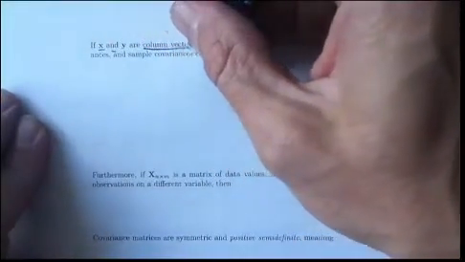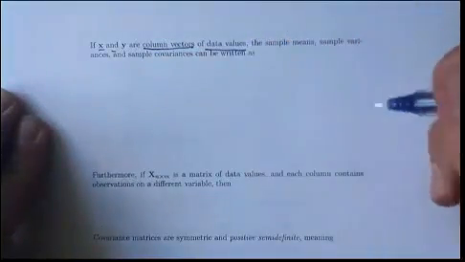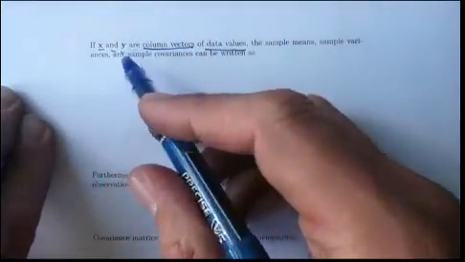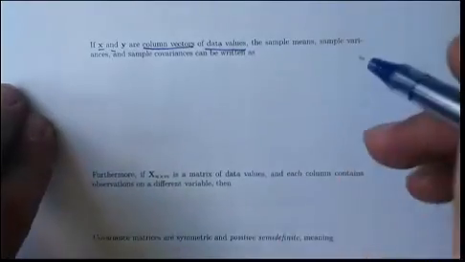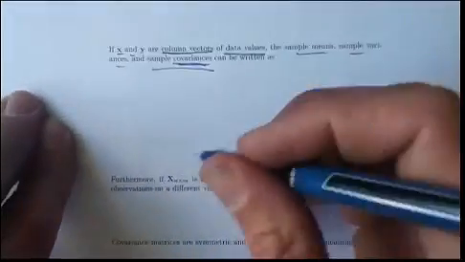Now suppose that x and y are column vectors of data values, and I'll write them small this time because we're thinking about data. They've got numbers in them, and we want to talk about the sample means, sample variances, and sample covariances.